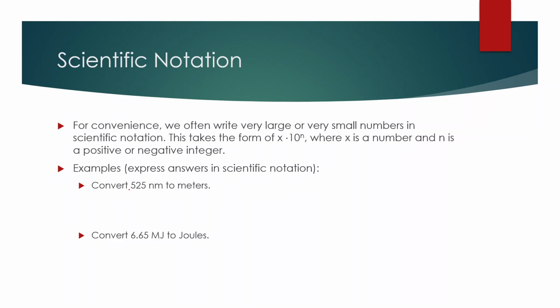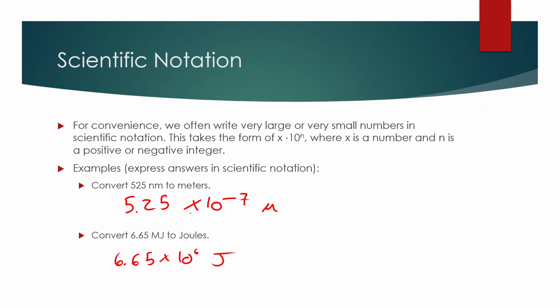So, for example, we can convert 525 nanometers to meters. Well, nano is times 10 to the negative 9th, so it'd be 525 times 10 to the negative 9th, but you can't leave that as it stands in scientific notation because it has to be a decimal number. So this would be 5.25 times 10 to the negative 7th meters, because it's always expressed like that with a decimal. And then megajoules. Mega is not one of the prefixes I need you to memorize, but it does mean 1 million or 10 to the 6th. So this would be 6.65 times 10 to the 6th joules.